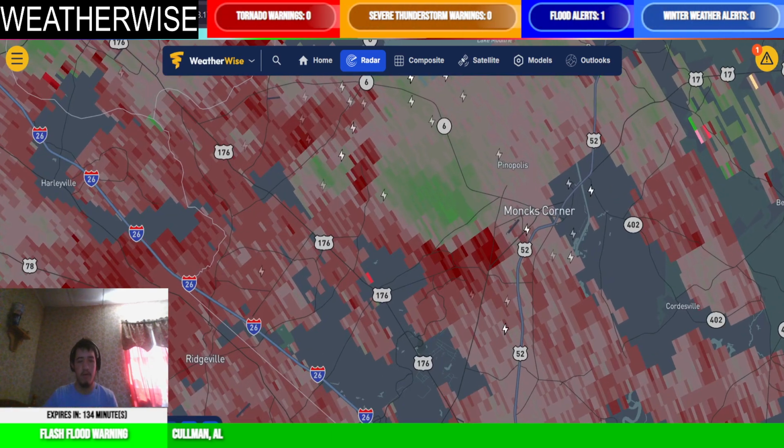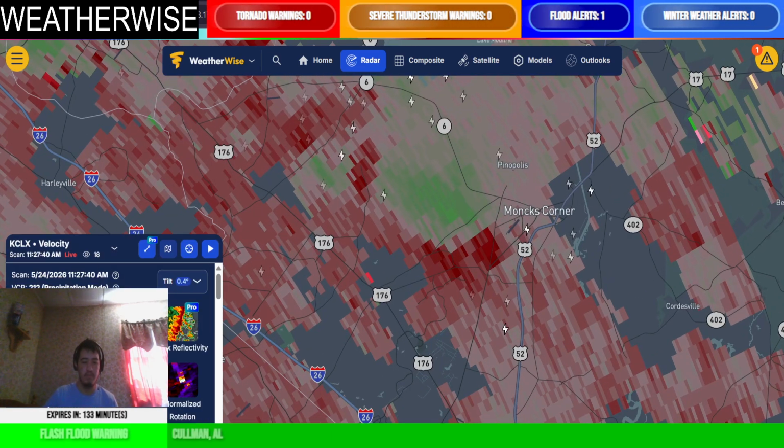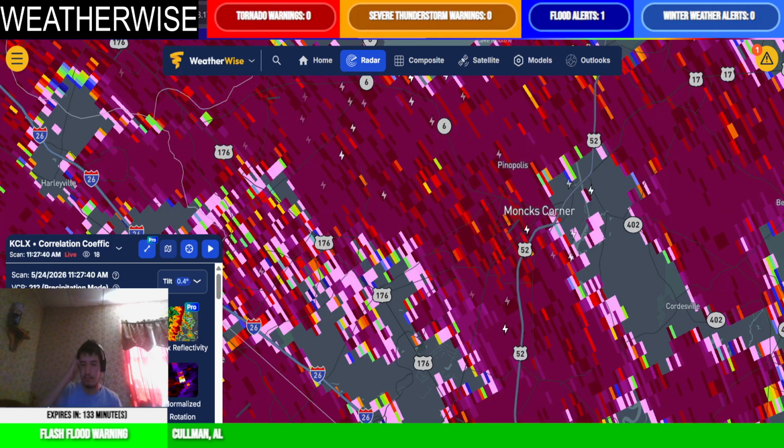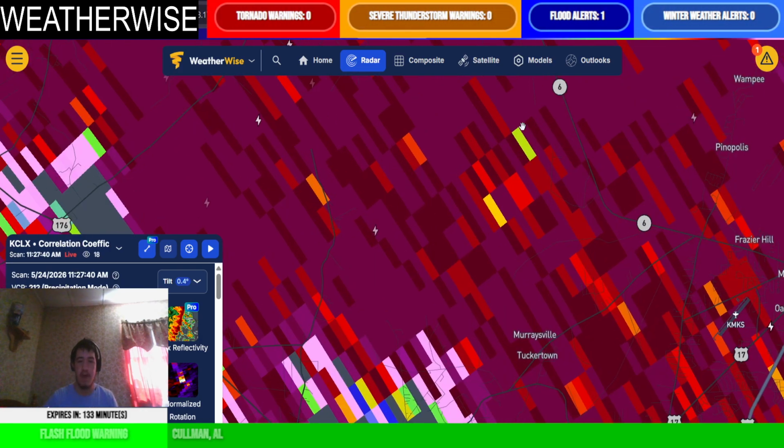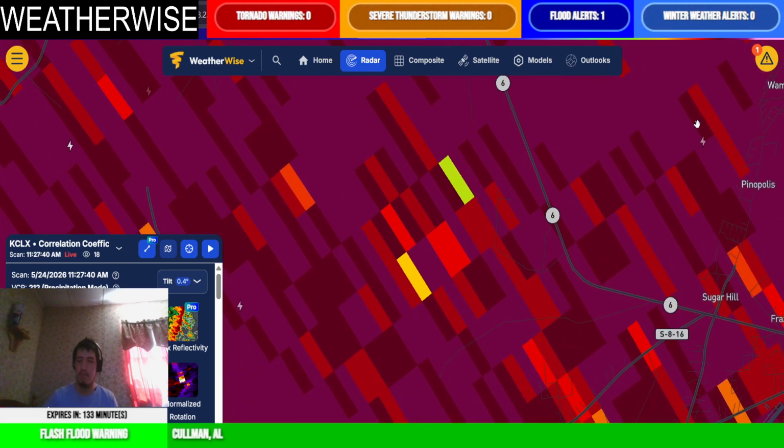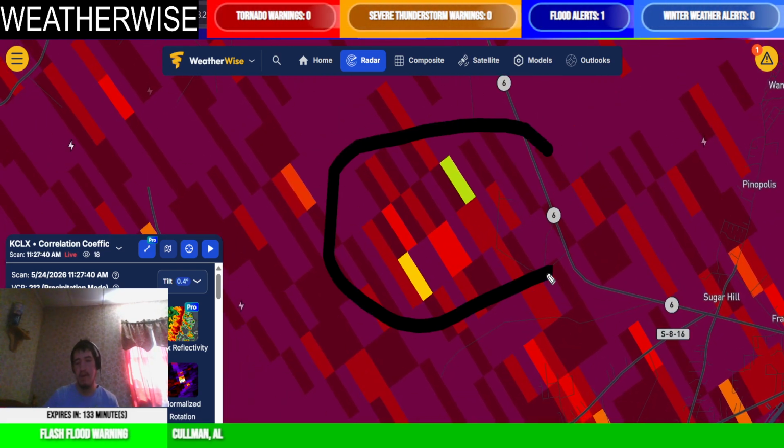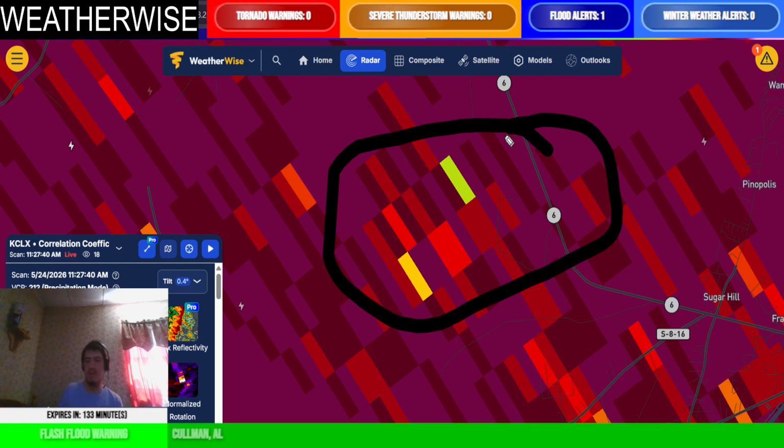But yeah, now we're gonna dive into correlation coefficient because this is how we tell if there's a tornado on the ground. So we're gonna use, I don't know, this blob right here as an example. This would be if the tornado was on the ground. This would be minor debris getting lofted in there, not that far up into the atmosphere.